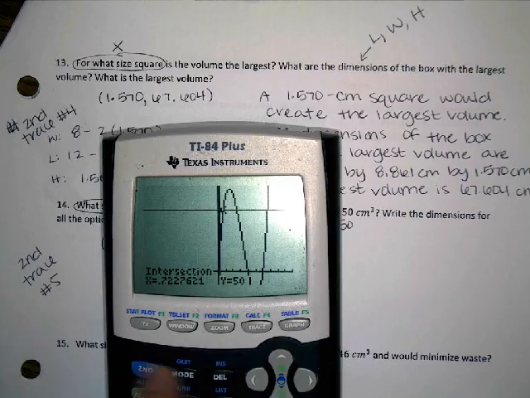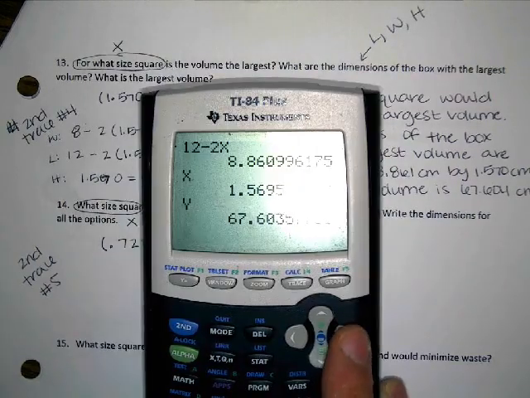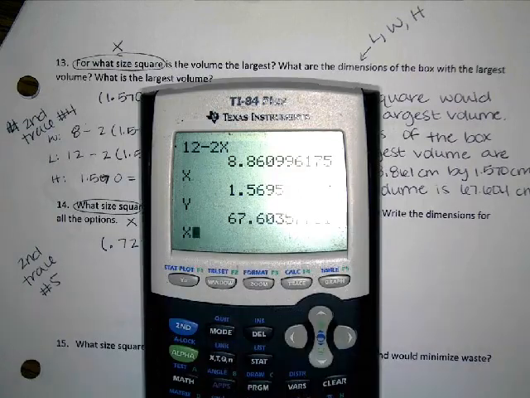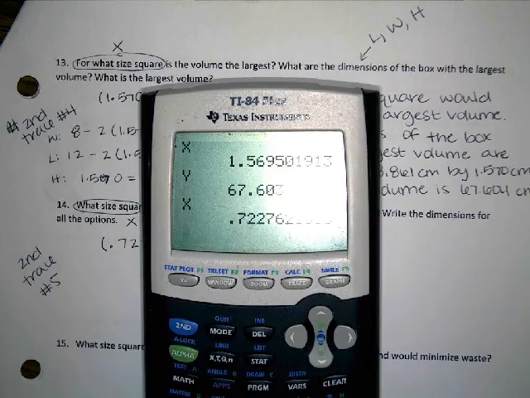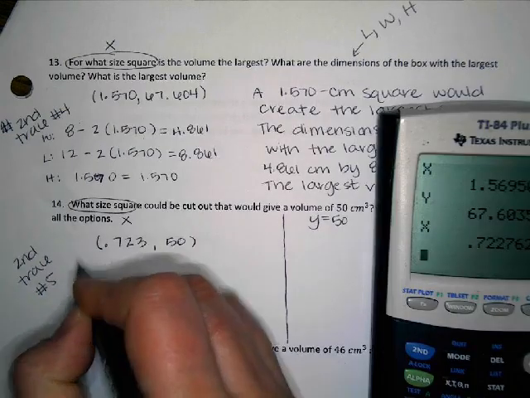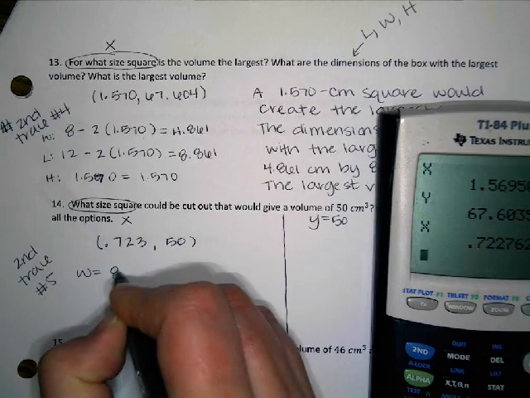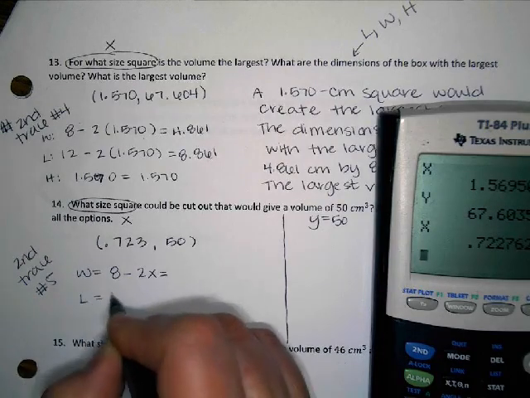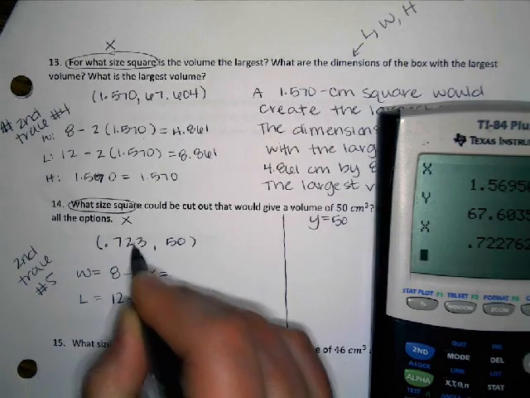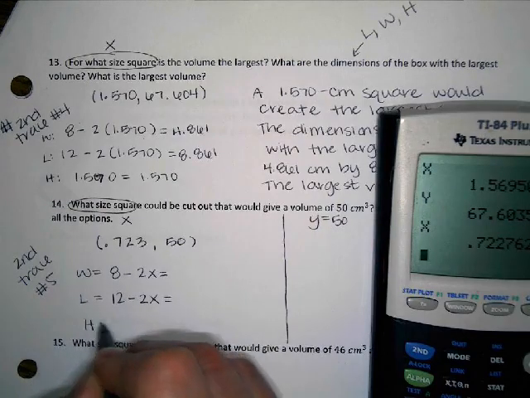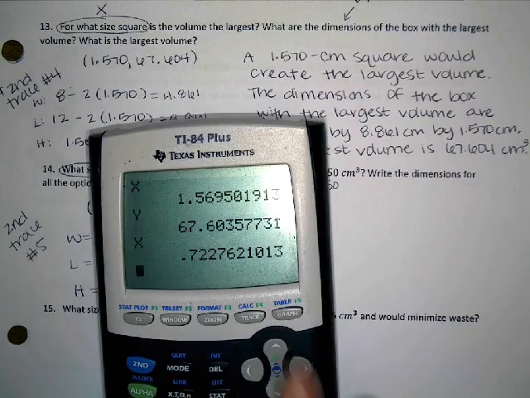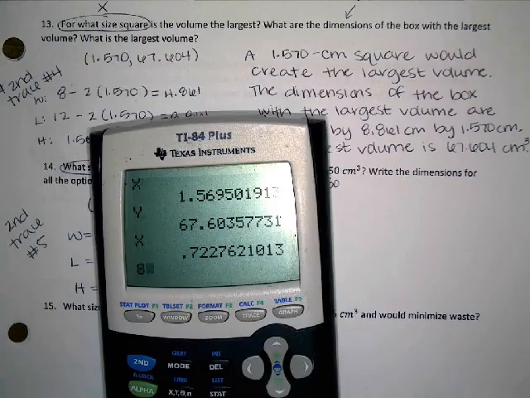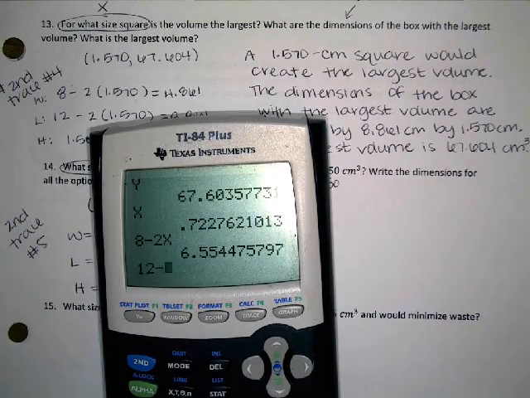We have the x coordinate, the x value stored as that decimal. And what do we do with that? So we have 8 minus 2x, where we plug in the 0.723 for the x. 12 minus 2x, we plug in the 0.723 for the x. And then the height is just x. So we just have to type all of these in with that decimal: 8 minus 2x, 12 minus 2x, and then just x. And there is our width, length, and height.